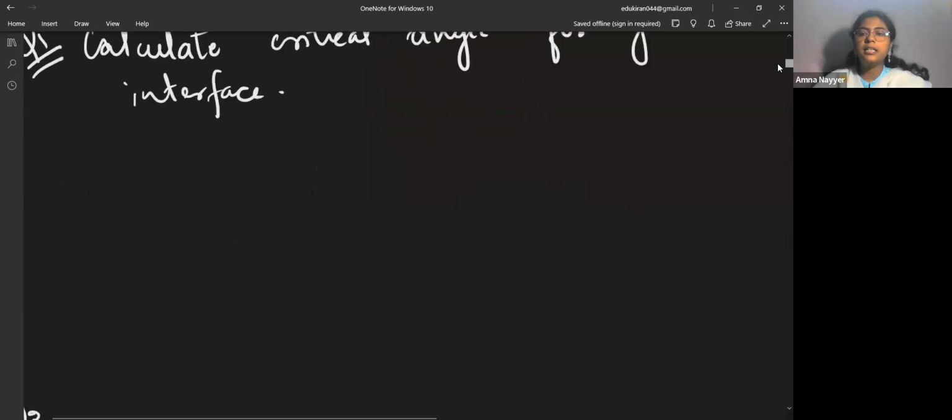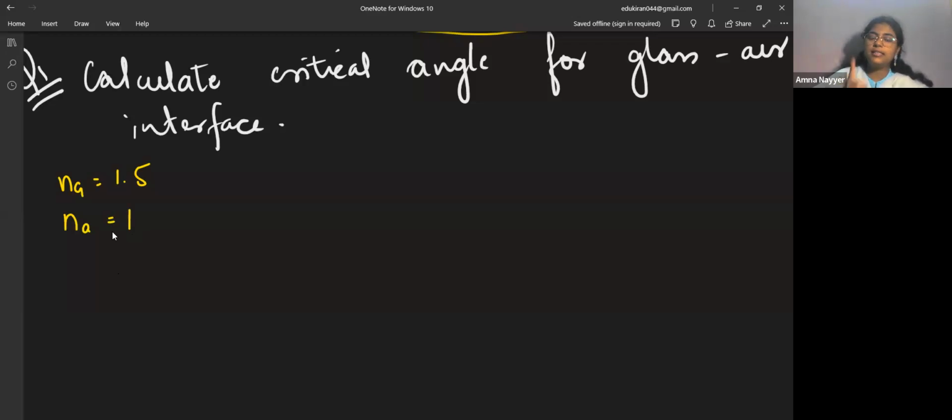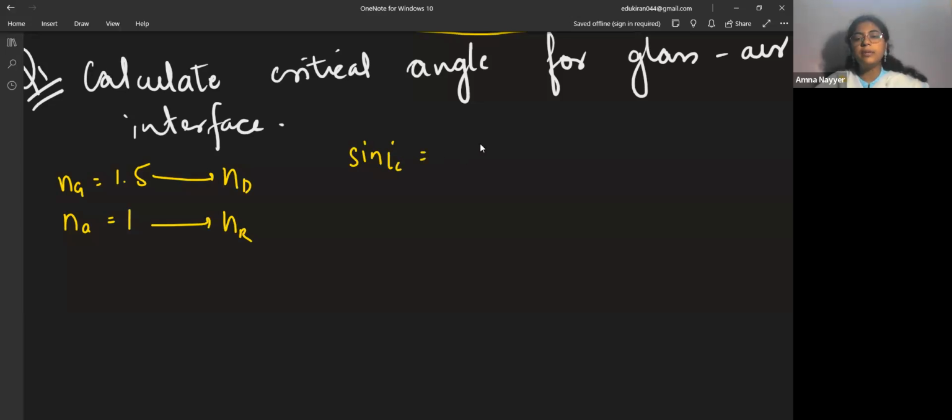Now see here, critical angle for the glass-air interface. So the refractive index for glass is 1.5. All right. And for air, this is 1. It is taken as 1. So here, this is the denser medium. This is the rarer medium, right? So sine IC will be equal to 1 by NDR.